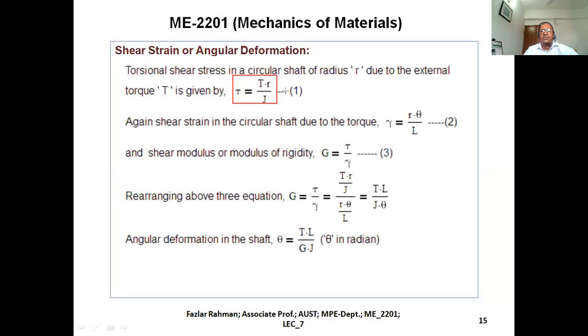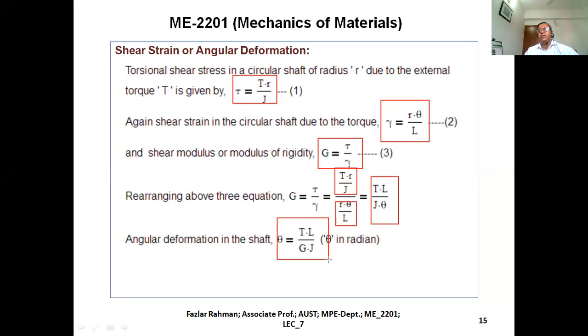This formula, then, right? And we know gamma equals tau by Z. Tau by gamma, Z equals gamma, the shear strength. So the gamma value, you put it over here in the bottom. Tau equals, put it over here, then you get this one. Then just rearrange, figure out the value of theta equal to this one. Okay.